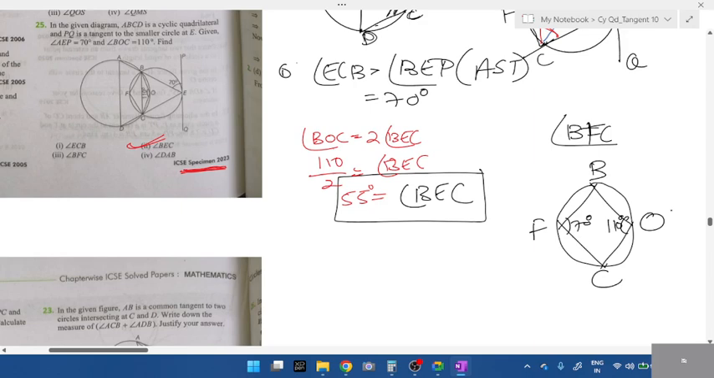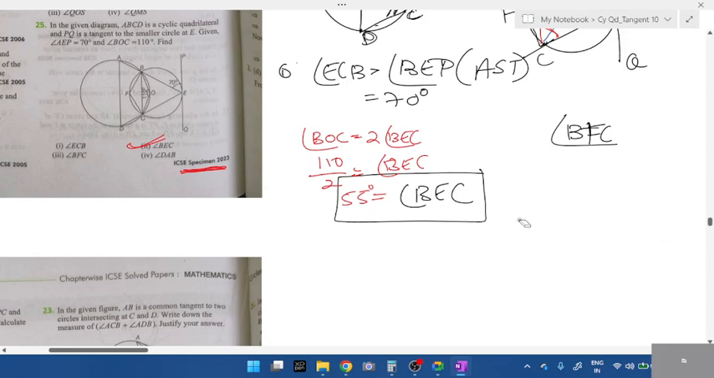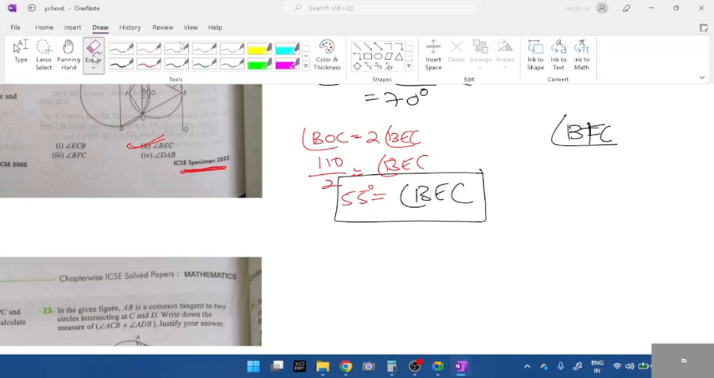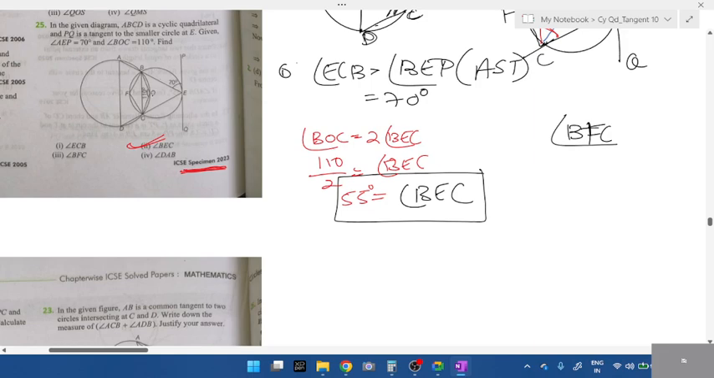PQ is a tangent to the smaller circle. Okay, anyways, this wasn't given, students. Even O is not given as center. A and D as secant, yes. But we're not using side concept here, right? I mean, sides are not used. Fine. Anyway, just consider O as center, students. It should be O as center. Without that, we can't solve it.